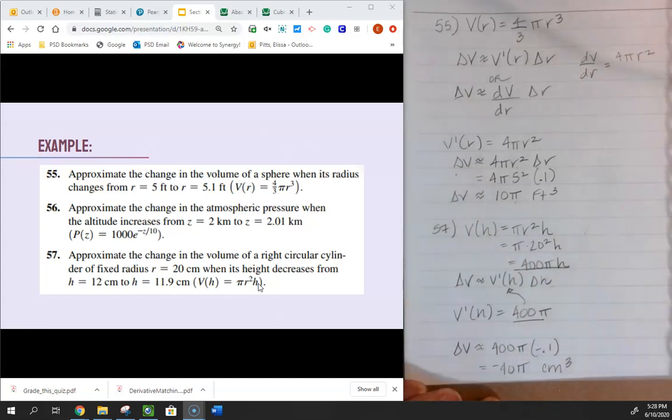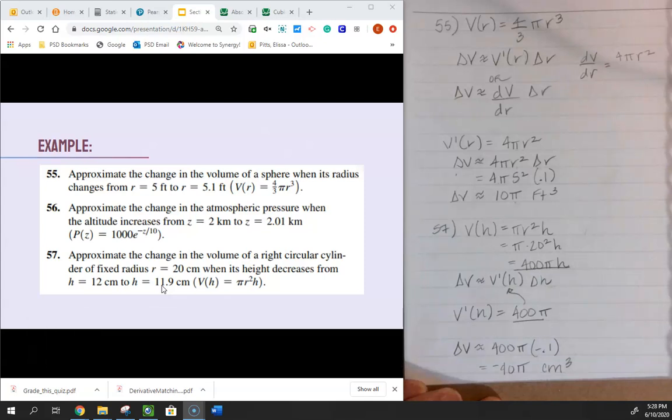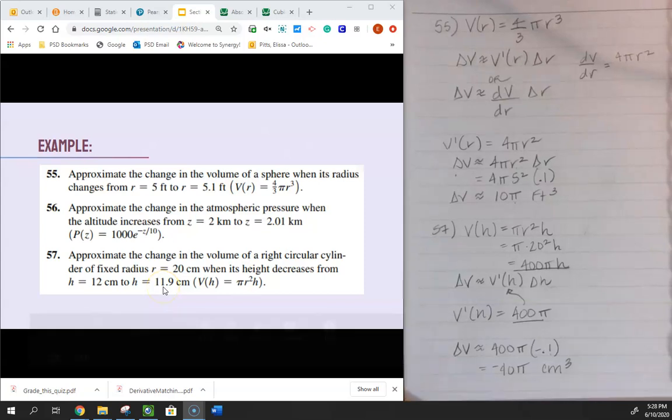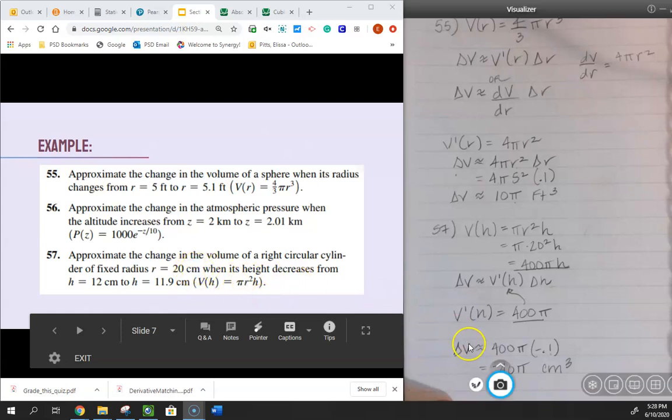The change in H, now the reason I chose to do this problem is that it is decreasing in this case. It's going from 12 down to 11.9. So we need to put -0.1 in for our delta H because we're going from 12 down to 11.9. So the change in volume is going to be negative in this case. -40 pi centimeters cubed, because the units were centimeters and units on volume are centimeters cubed.